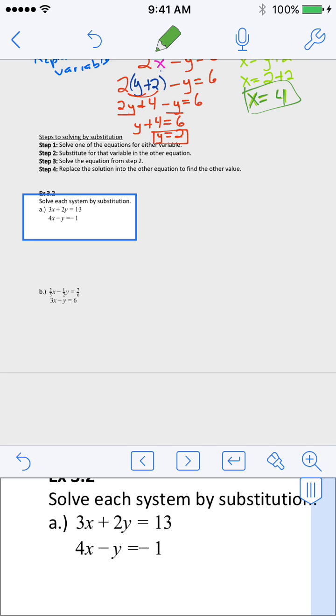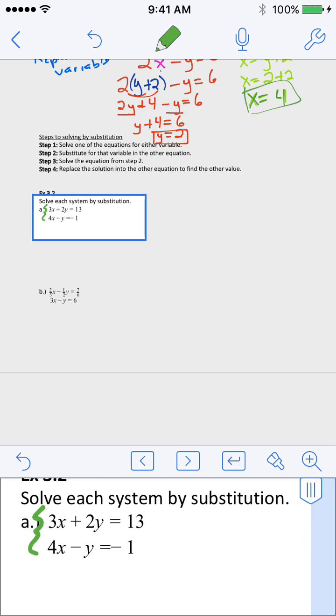What's different about this system compared to the system I just showed you? Talk about that for a sec. Just don't worry about substitution yet, but talk about what's different. I hope you said they're different because neither one of these is actually solved for a variable. They're both in standard form. This one has variables on both sides, and so does the second one. However, that doesn't mean we can't do anything, because at any point, we can always rearrange an equation.